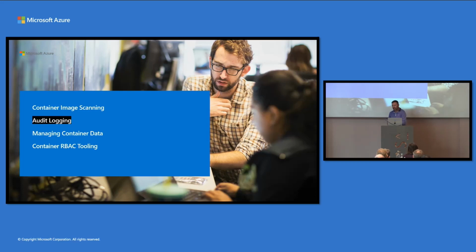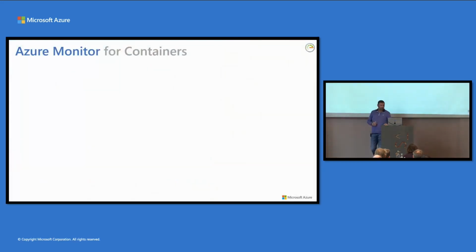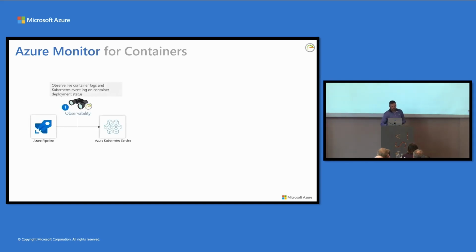All right, so looking at auditing as kind of the next big piece, right? So George kind of alluded to this as well, so I won't spend too much time going into this, but essentially for us, that's all about Azure Monitor for containers, right? So the key thing is that it gives you the ability to observe live logs and Kubernetes event logs for the container, obviously through pipelines, all the way through the Azure Kubernetes Service itself.